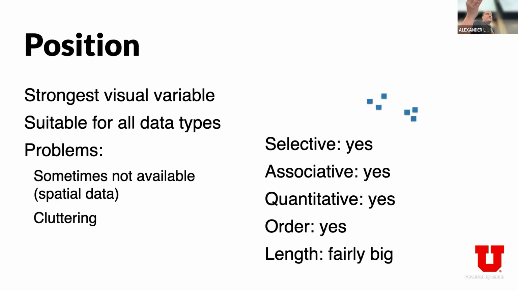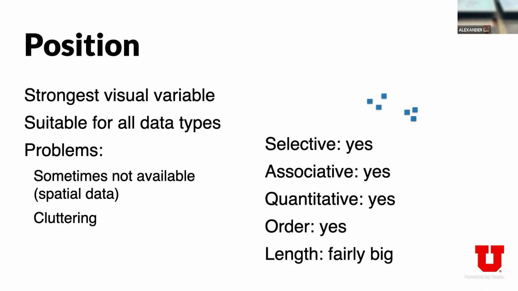So position, as I mentioned before, is the strongest visual variable, and it's also suitable for all data types. It is kind of a yes to all of those attributes here. So it is selective, it's associative, it's quantitative, it's ordered, and it has a fairly big length. But of course, the problem is that sometimes it's not available. So sometimes, for example, in a map, I can't actually use position to plot the numerical data that I want to plot, right? Because I've already used it before.